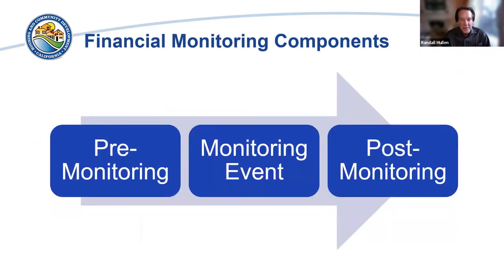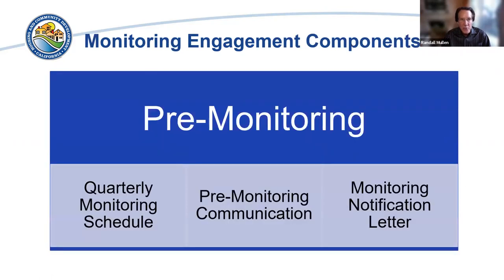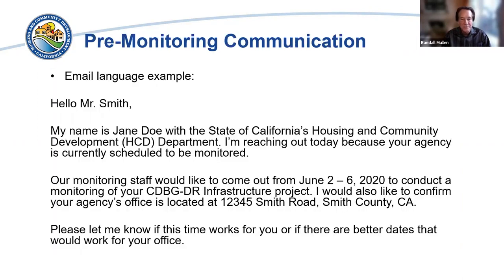The first sequence of events relates to pre-monitoring, and we'll focus on it in detail. Pre-monitoring, again, is going to start with the communication that you will receive, but prior to that communication, HCD will have updated a monitoring schedule. This is done on a quarterly basis to reflect any changes in subrecipient risk assessments, which would cause the scheduled monitoring, technical assistance, and training activities to change. It is then followed by the pre-monitoring communication that I mentioned and the notification letter. We'll look at each of these next.